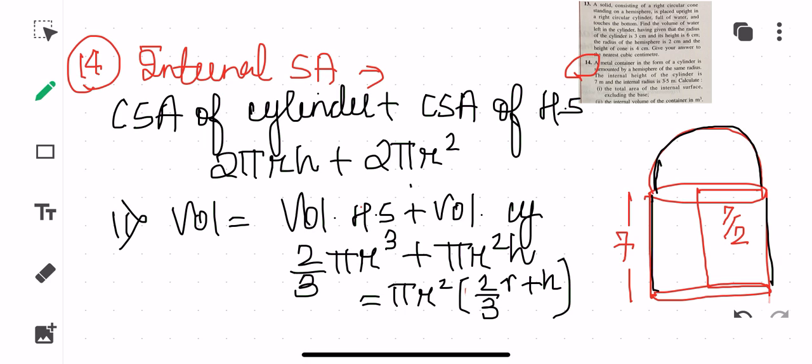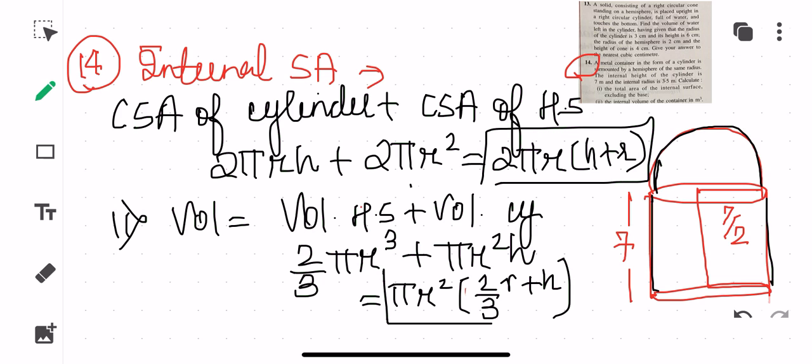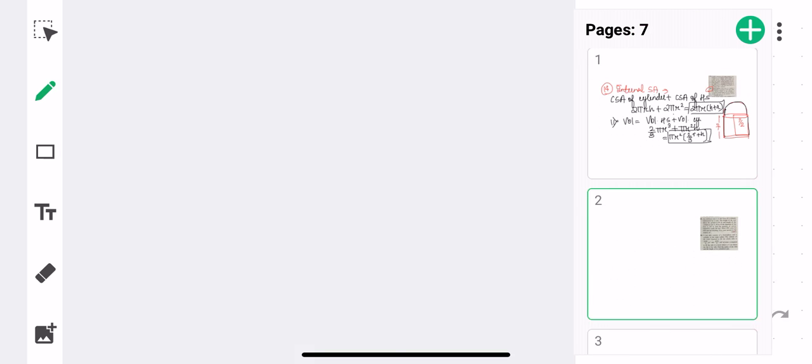So one is this. So here you can use the formula 2 pi r into h plus r if you want, taking common. So this can be your one formula for the first sub question, and this can be your formula for the second sub question. Just substitute and you can easily get the answer.